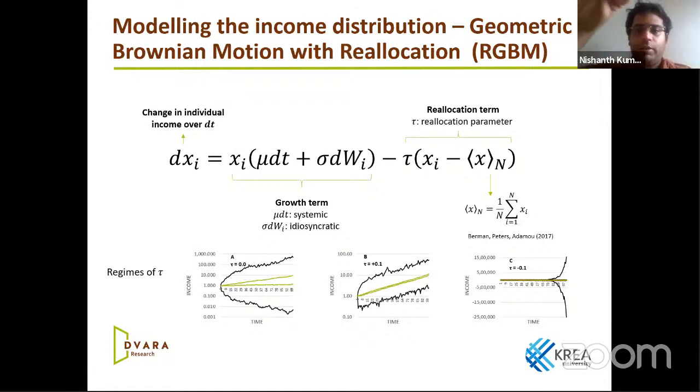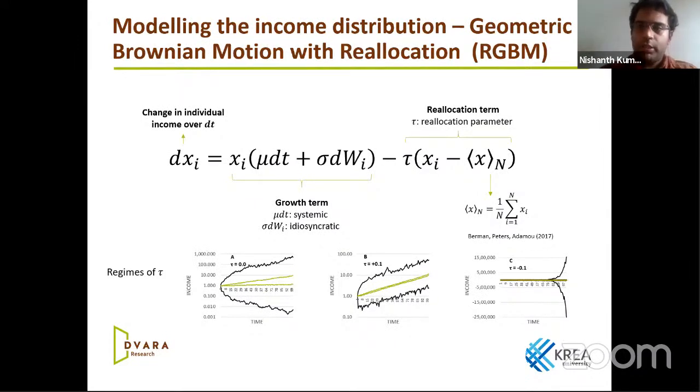So which is why if xi minus xn is positive, you get a reduction in your actual income, and if xi minus xn is negative, you get an additional amount that supplements your income because you are earning less than the average. So this is the idea of reallocation. It's not perfectly modeled incomes, but it gives you a more realistic picture than the logarithmic distribution or the basic geometric model, right?